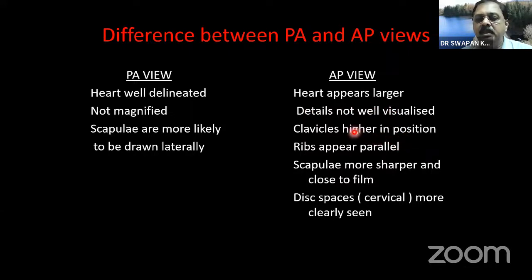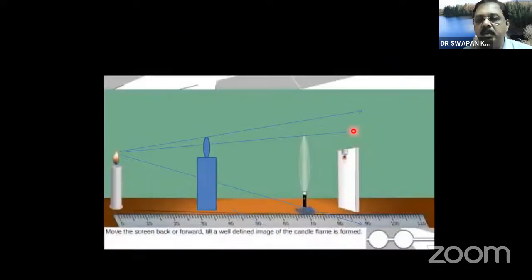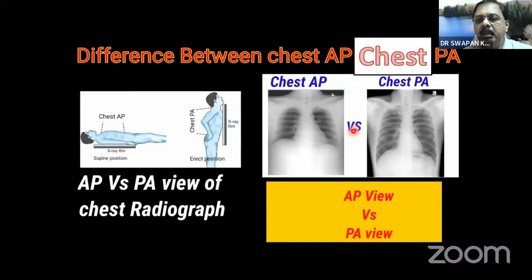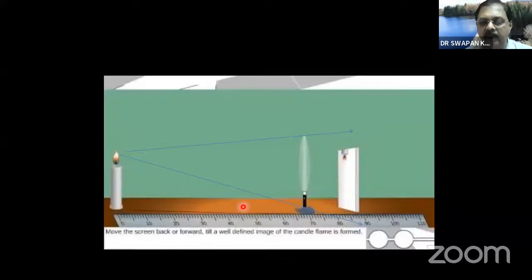The clavicles are always higher in position. If you just look at this one, the clavicle will look higher. This is the clavicle in the AP view, and this is the clavicle in the PA view. In the PA view it will cross the lung apex, but here in the AP view, it will not cross the lung apex. It will be much above.